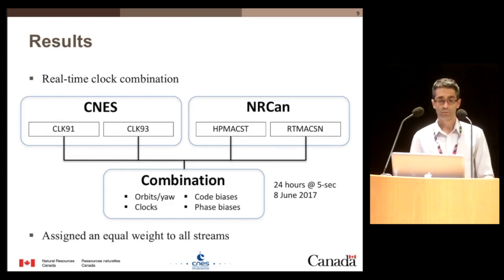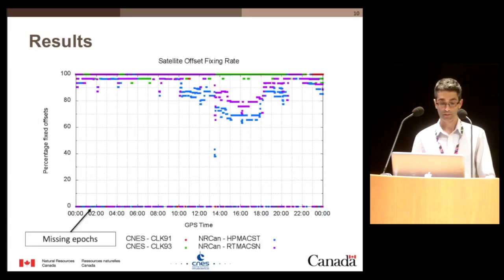Let's look at some results from our real-time clock combination. We used four feeds, four streams, two from CNES and two from NRCAN. We processed 24 hours of corrections at a 5-second sampling interval, and the data was collected on the 8th of June of this year. And it's important to mention that we assign an equal weight to all streams in the combination.